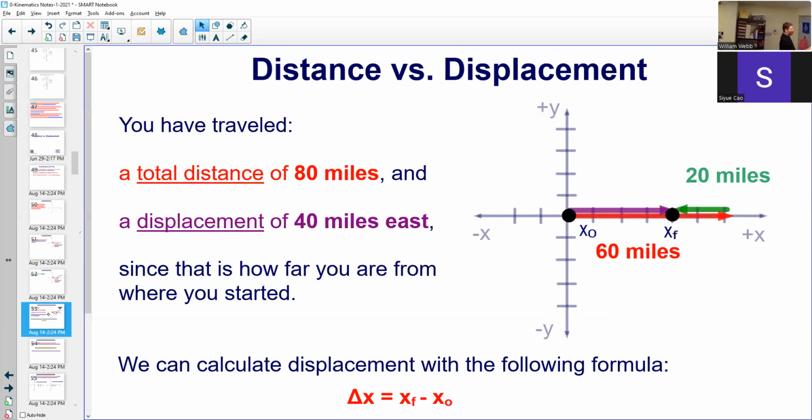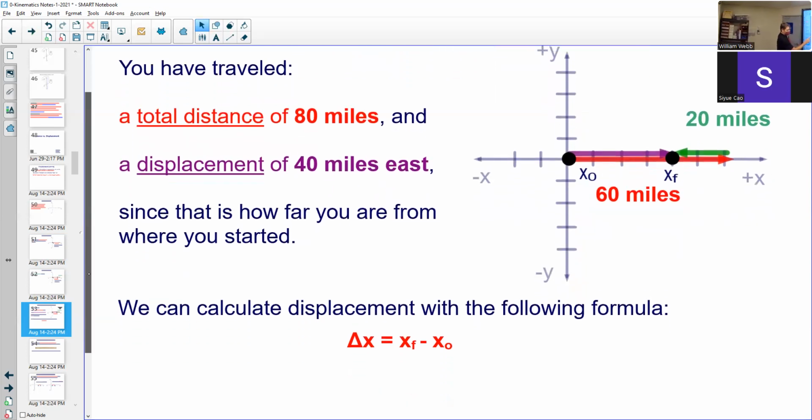If we wanted to think about the calculation or the formula, how it fits together, our displacement, our change in position, is our final position minus our initial. Our final position is at the 40-mile mark. Our initial position was at the 0-mile mark. 40 minus 0 is 40. So you could think about it more visually, or more as an equation. That's the difference between distance and displacement with an example. Making sense so far? We okay with that idea?